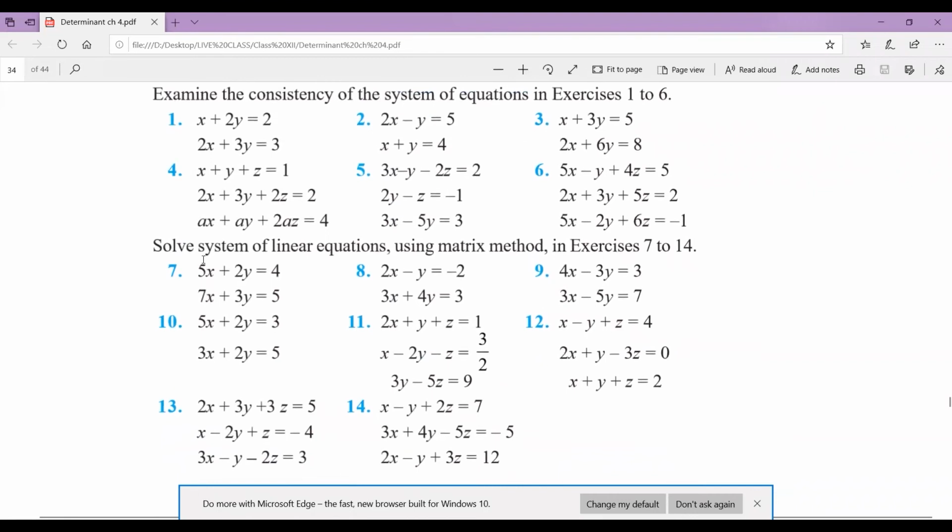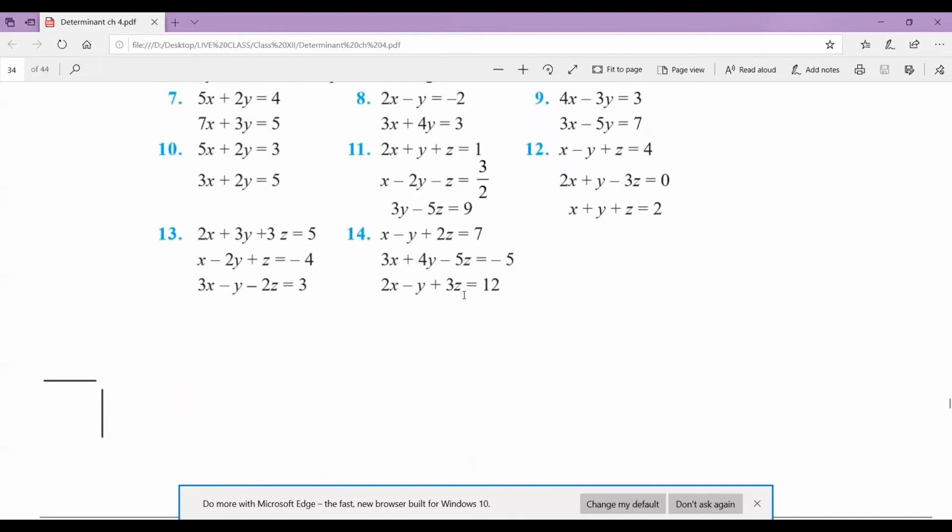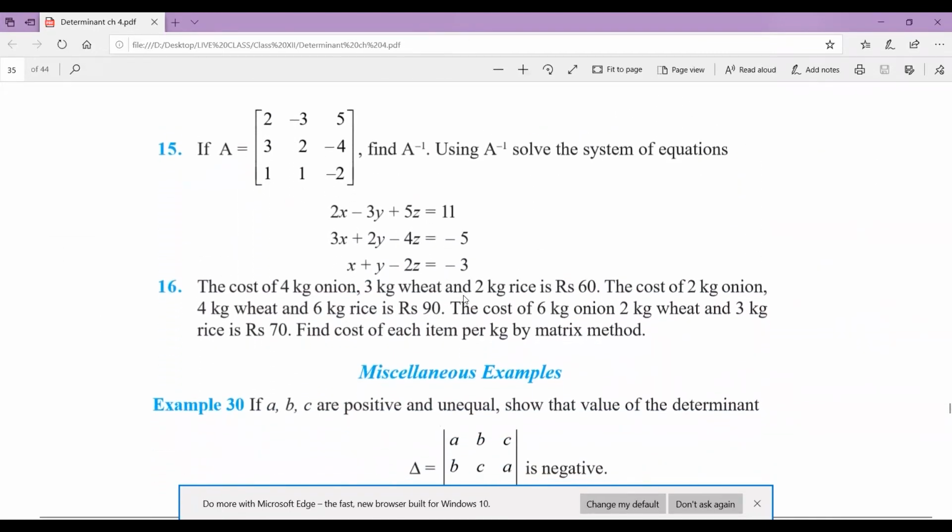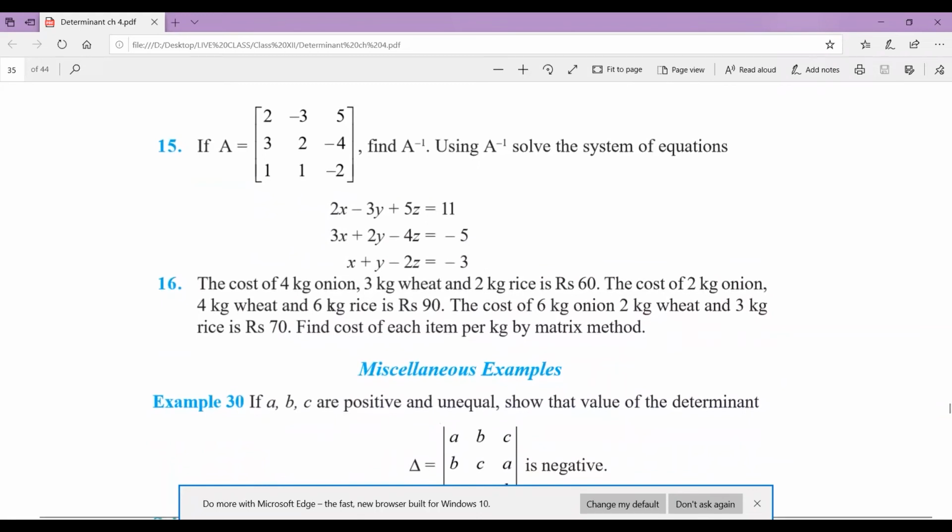Then the next one says to solve the system of linear equations using the matrix method. If you have to solve this, then you must find the determinant of A. After creating all the matrices, first try to find the determinant of A. If determinant of A is equal to 0, then you need to check the consistency or inconsistency first before going ahead. So all of you please try this one, question number 16.